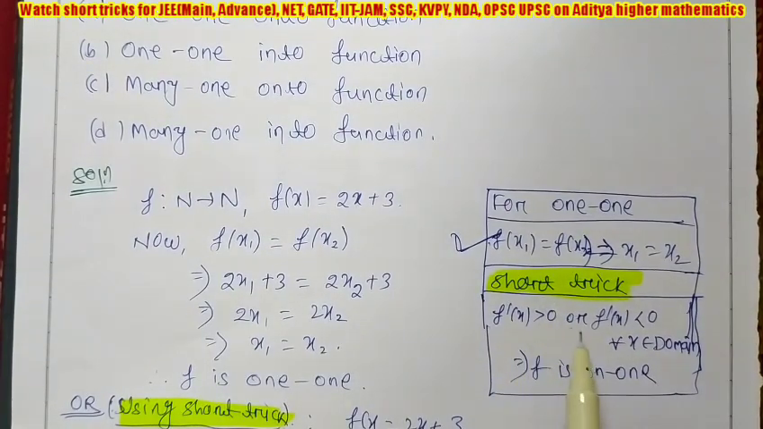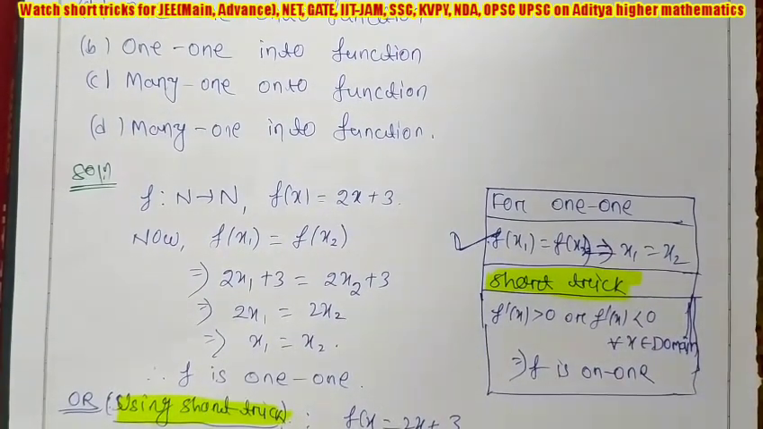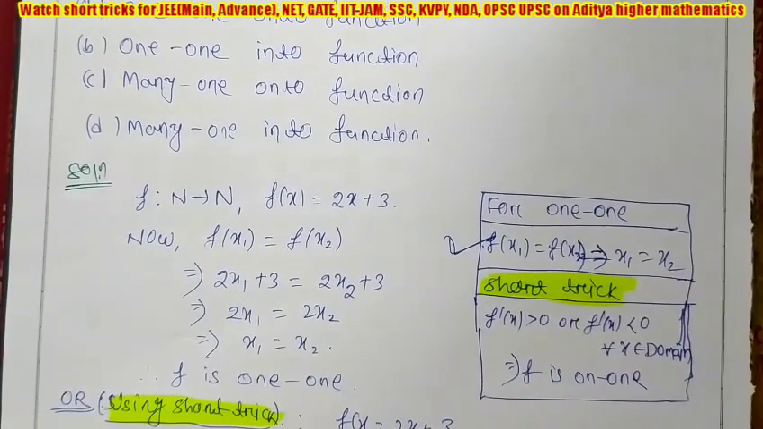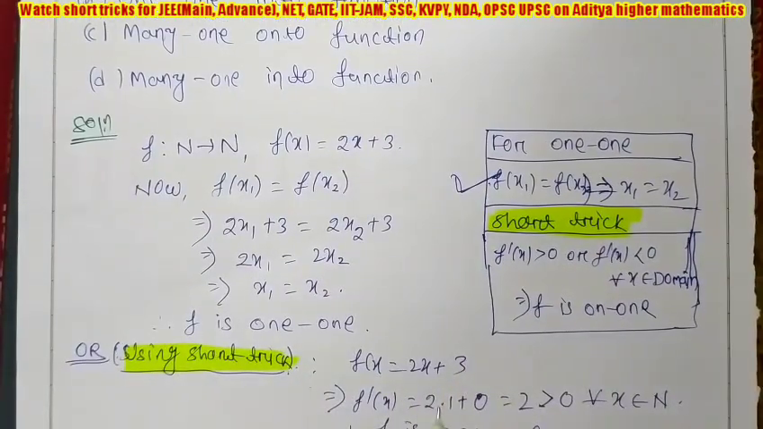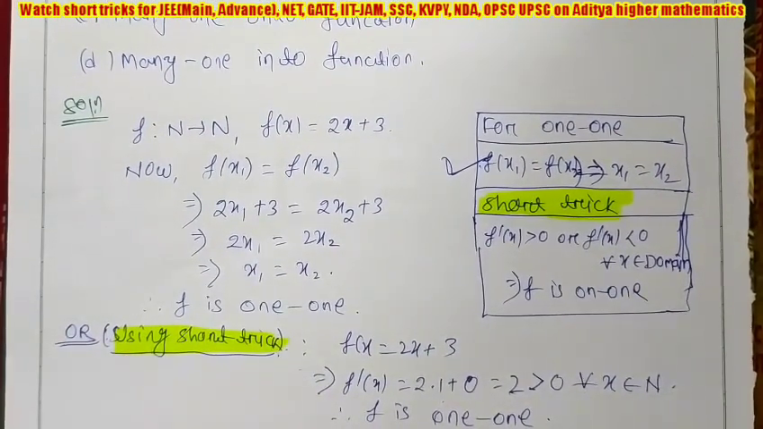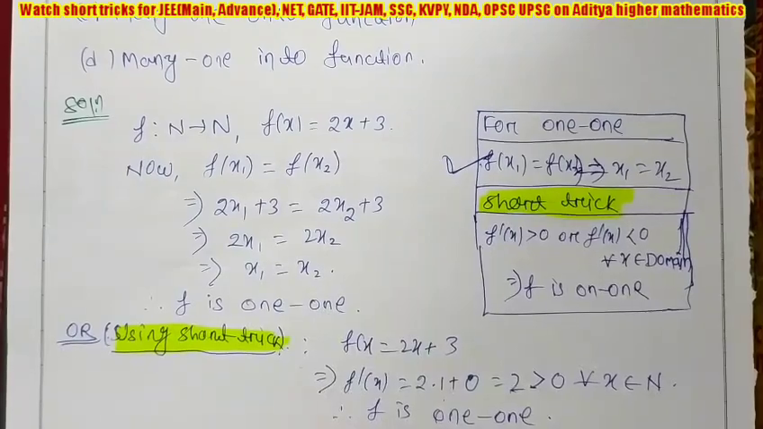Then what is the shortcut method? When f'(x) is greater than 0 or f'(x) is less than 0 for all x belonging to the domain, f is 1-to-1. When a polynomial function is given, this is the most useful trick. So its derivative, you are getting 2 multiplied by the derivative of x, which is 1, so 2 is greater than 0, whatever x you take. So f is 1-to-1.